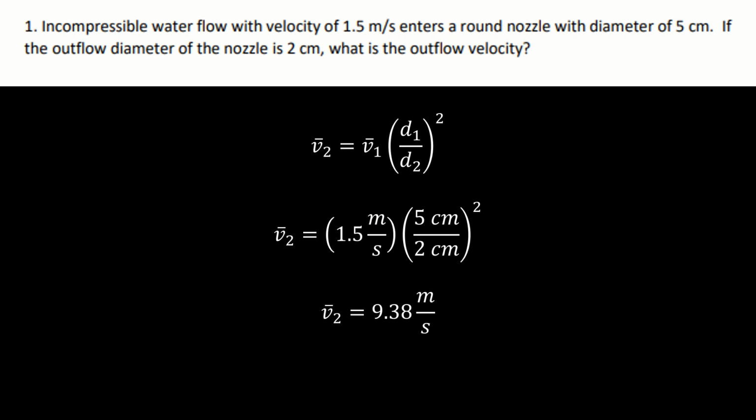So in this case, just plug in what we have. Our inlet flow velocity is 1.5 meters per second, and our diameters, since they're in the same units, it doesn't matter what units we use. So the inlet diameter is 5 centimeters divided by the outflow diameter of 2 centimeters. And then taking that diameter ratio squared, what we're going to be left with is our answer of a flow velocity of 9.38 meters per second as that water is flowing out of the nozzle.